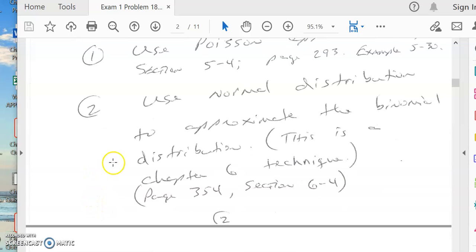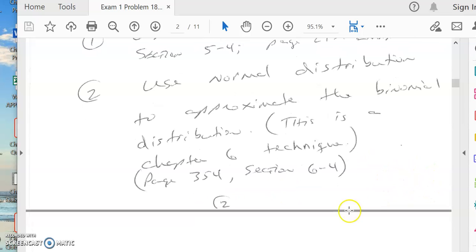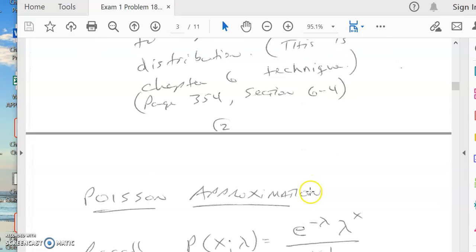Now, for exam 1, I wouldn't necessarily expect you to use the normal distribution to approximate the binomial distribution, but by the time you watch this video, you've probably already gotten into chapter 6. So this is a chapter 6 technique. It's on page 354, section 6-4. So I'm going to do both of these methods because that way, when it comes time to study for the final exam, you will have both of these techniques available to you.